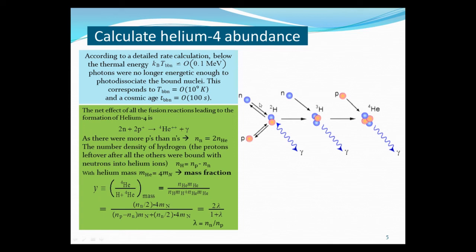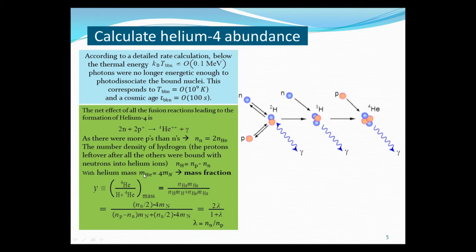So then, remember we talked about all this. You can combine all these steps, but the net effect of all these fusion reactions is the formation of helium-4: combining two neutrons and two protons into helium-4 plus gammas. Now there are more protons than neutrons, so basically all the neutrons end up in helium. So the number of neutrons is equal to twice the number of helium, because helium contains two neutrons. The number density of hydrogen is what is left over: all the protons that cannot be combined into helium. So the number of hydrogen atoms is equal to the number of protons minus the number of neutrons. What's left over becomes the hydrogen atoms we see today.